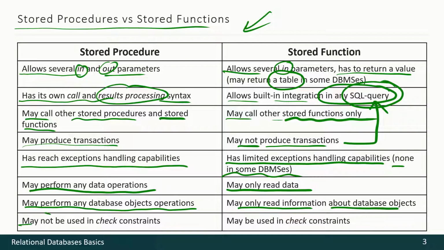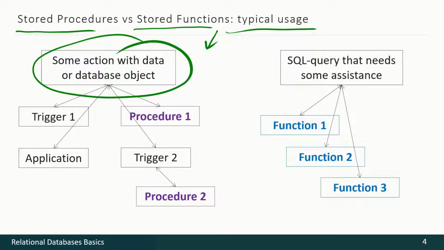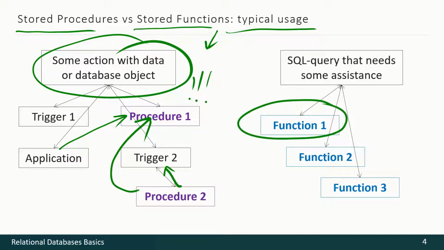Stored procedures may not be used in check constraints. We discussed check constraints a couple of videos ago, while stored functions may be used in check constraints. So the typical usage for stored procedures and stored functions is the following. Stored procedures may be called from triggers, from applications, from other stored procedures, and so on. And we use stored functions to assist with some SQL capabilities that our DBMS lacks.